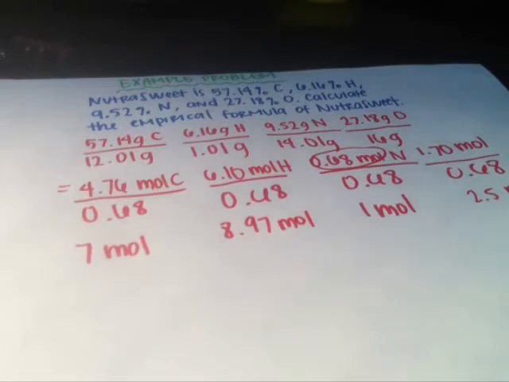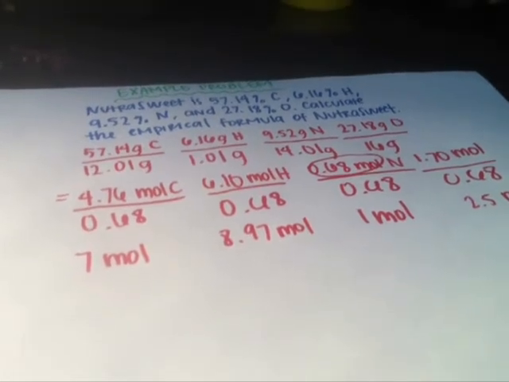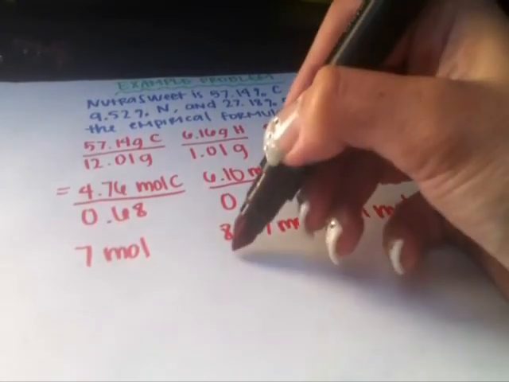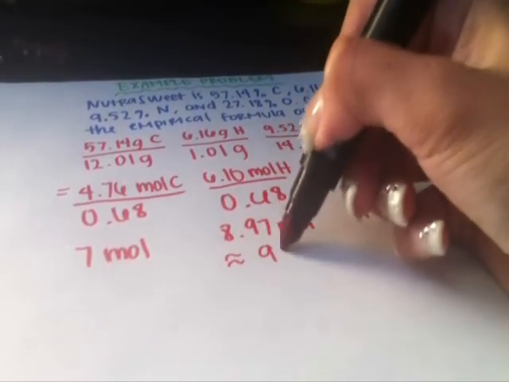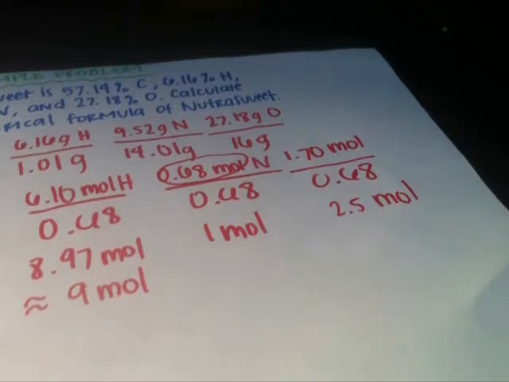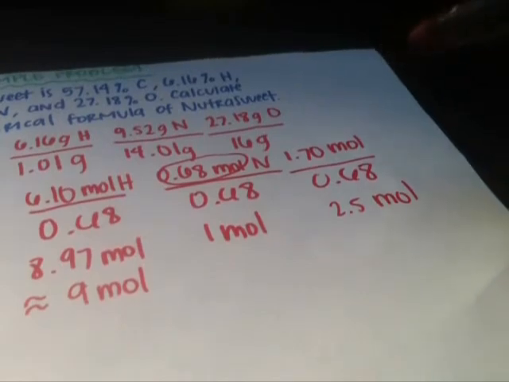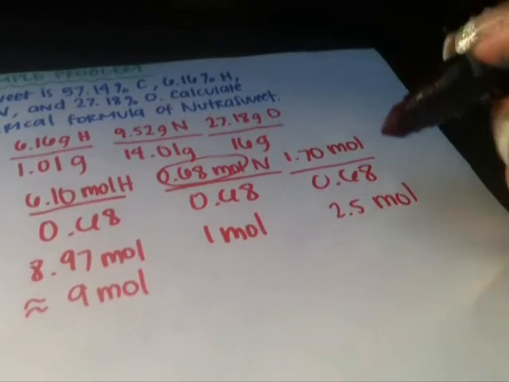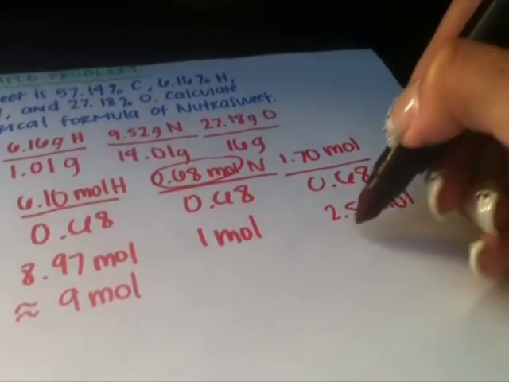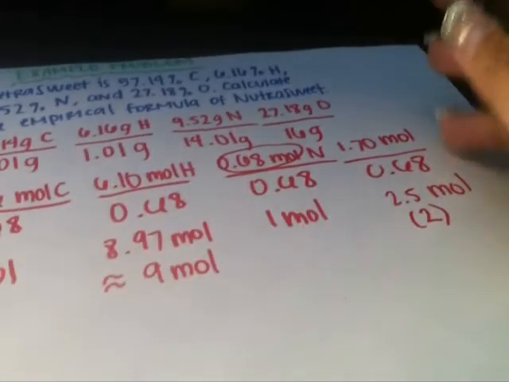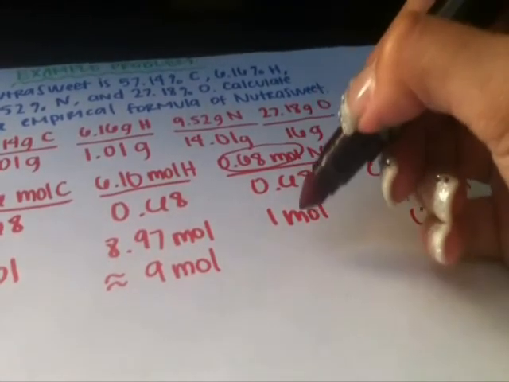And now the last step, we have to round each and make sure they are in whole numbers. So 8.97 becomes 9 moles. 2.5 is one of those numbers that are too far to round, so we have to multiply each solution by the same factor. So for 2.5, we have to multiply it by 2. And so we multiply the rest of the solutions by 2 as well.